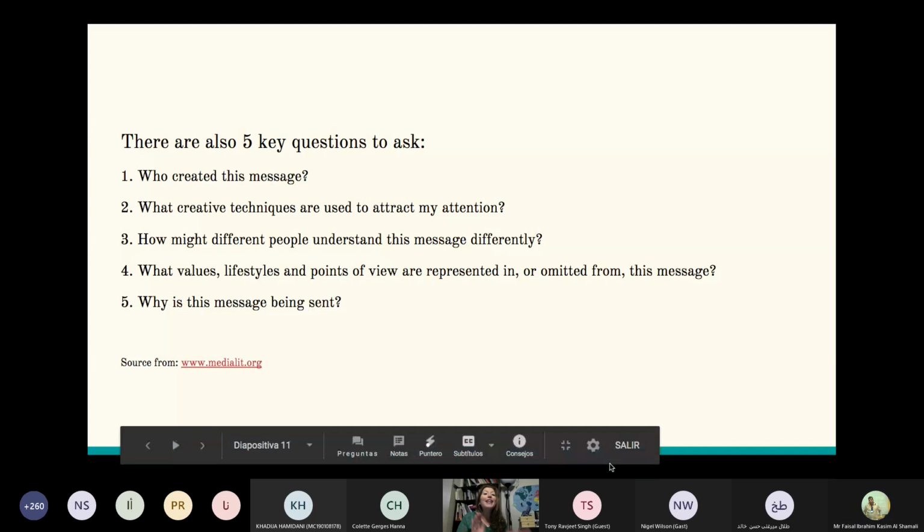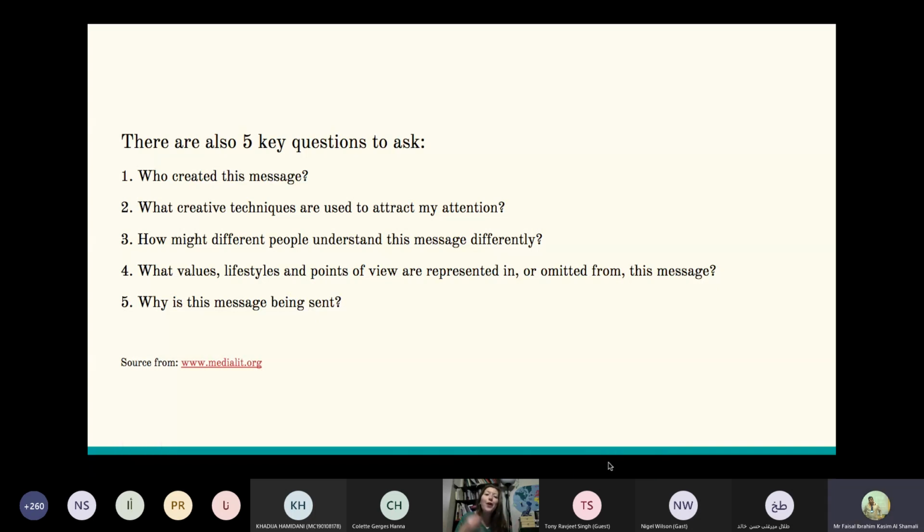Okay. And finally, the 5 key questions to ask is who created the message? What creative techniques are used to attract my attention? How might different people understand this message differently? What values, lifestyles, and points of view are represented in and omitted from this message?